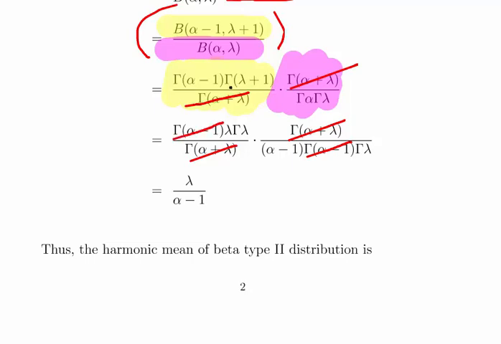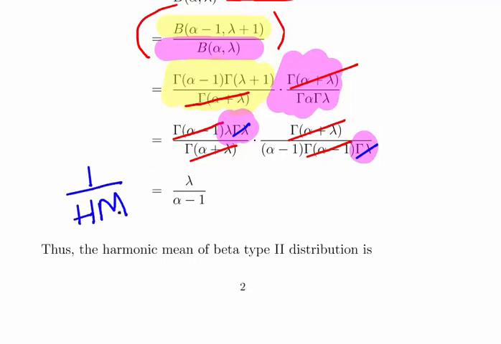Okay, the gamma function of lambda plus 1 can be written as the gamma function of lambda times lambda. So this here, and we have a gamma function of lambda down there, so they cancel out as well. Loads of cancelling out, so we're left with lambda divided by alpha minus 1.